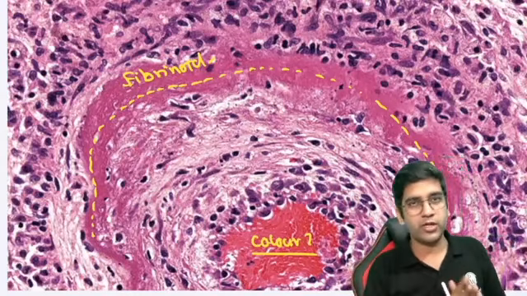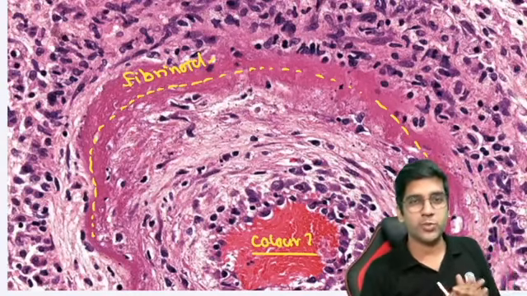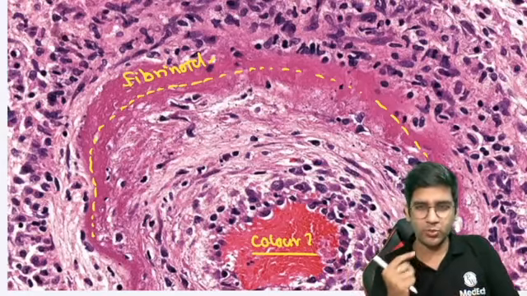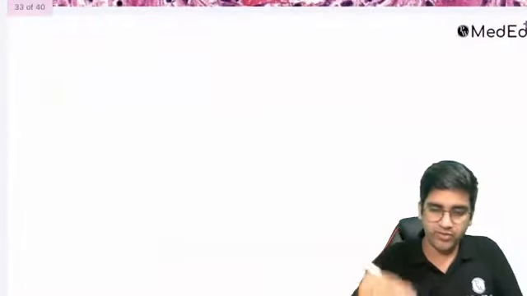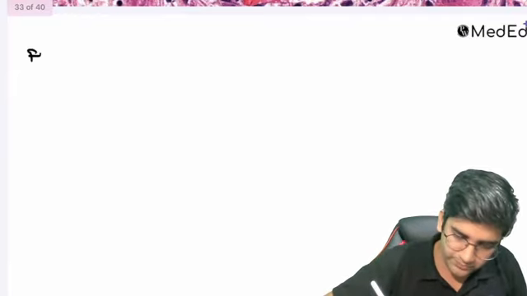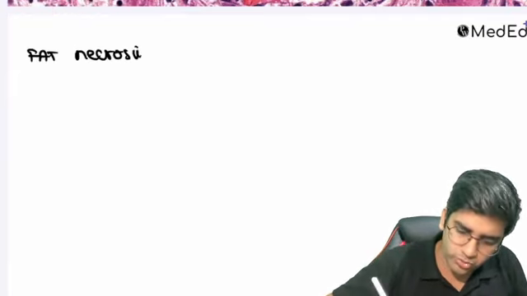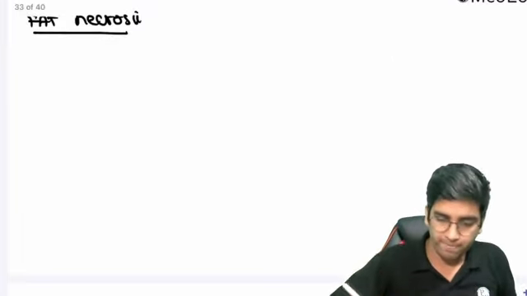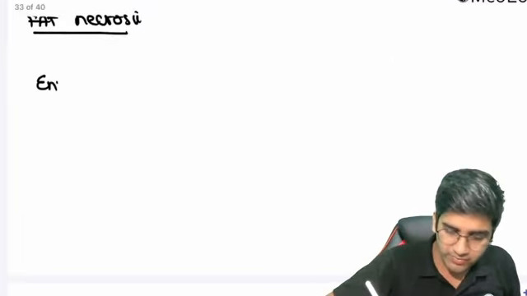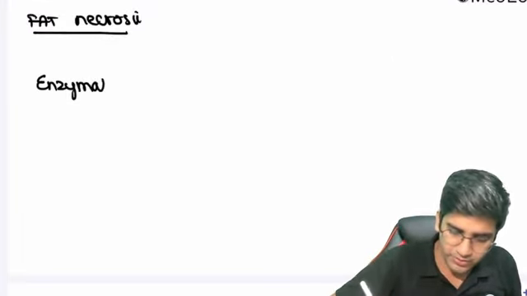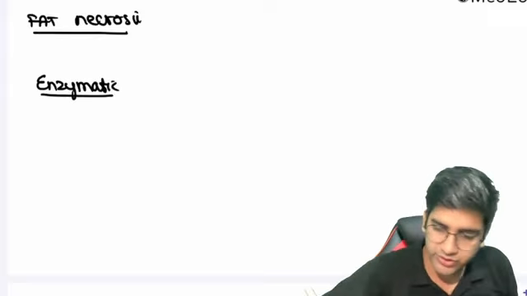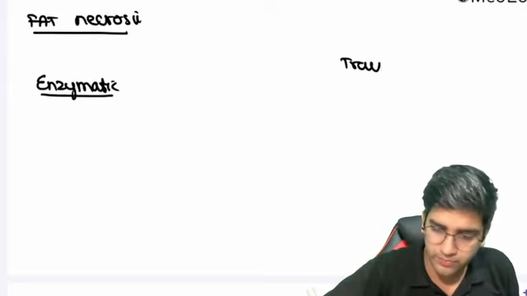So we know about fibrinoid, we know about ischemic, we know about liquefactive, we know about coagulative. Just one left: fat necrosis. I want to divide fat necrosis into two broad terminologies. One is enzymatic fat necrosis. The other one is traumatic fat necrosis.